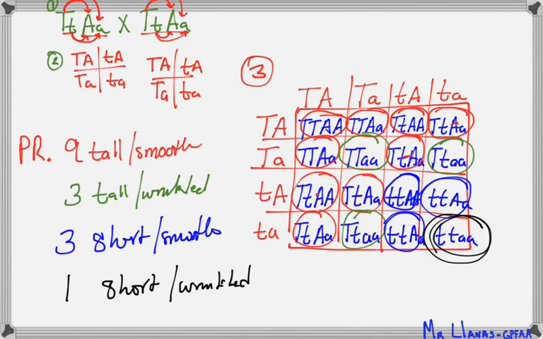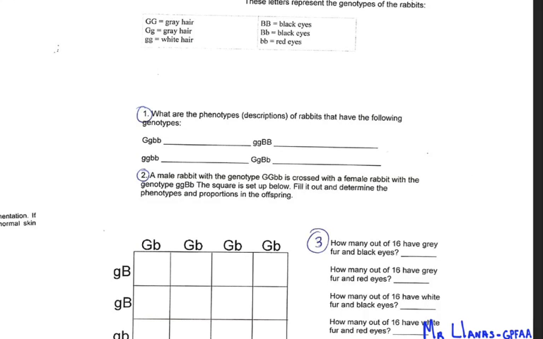Okay, so let's do a quick homework problem, one of your homework problems, and then we'll call it a day. All right, so this is one of the problems, and it's just asking you, what are the phenotypes of the rabbits that have the following genotypes? Well, first of all, you got to know the vocabulary. Genotypes are letters, phenotypes are traits. So the genotype for this one right here would be big G, little b, little b. And we know that the phenotype would represent gray hair, and the little b would be red eyes. Okay, so that's one example.